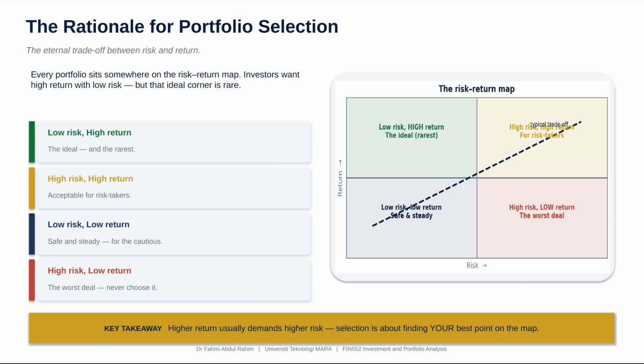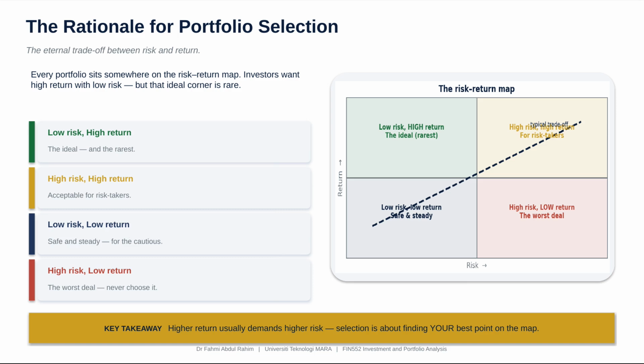Let us read the 4 quadrants. Top left, low risk and high return. This is the ideal and the rarest. Everyone wants this corner, but it is hard to find. Top right, high risk and high return. This is acceptable for risk takers chasing growth. You pay for the high return with high risk. Bottom left, low risk and low return. This is safe and steady, suiting the cautious investor.